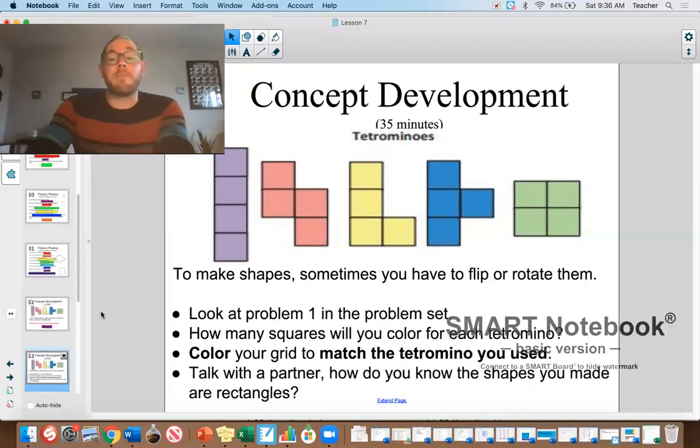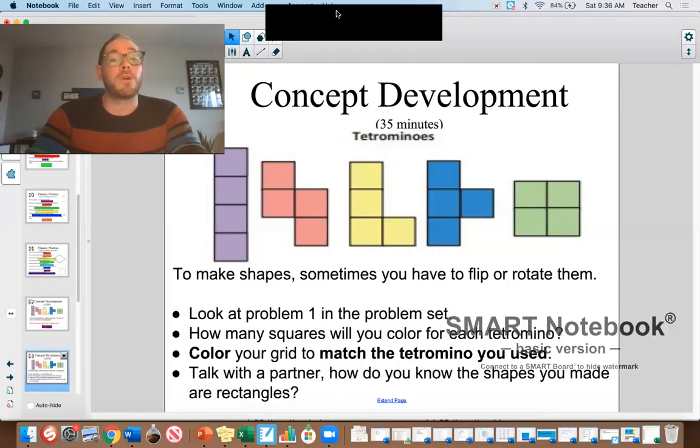To make shapes, sometimes we need to flip or rotate some of these shapes around so that they can fit together. Again, if you have been playing Tetris before, you'll know what it means when you turn a shape so that it can fall into the right place. Before we get started with the next step, I'm going to ask you to open up your Learn books and go to problem 1 in your problem set.